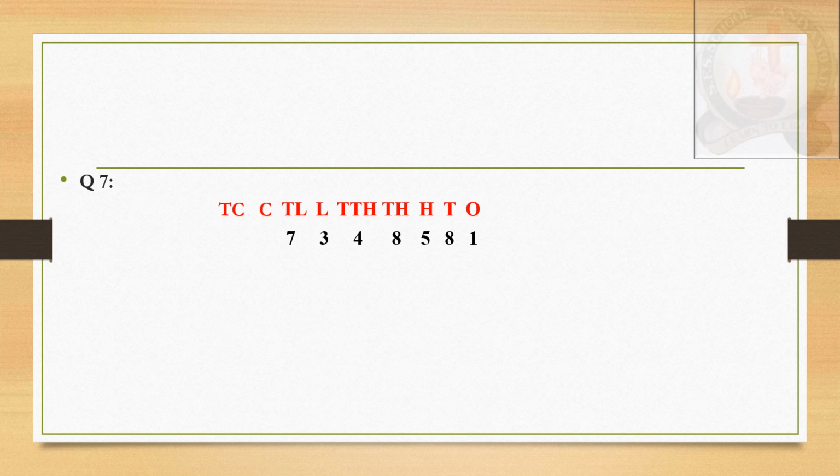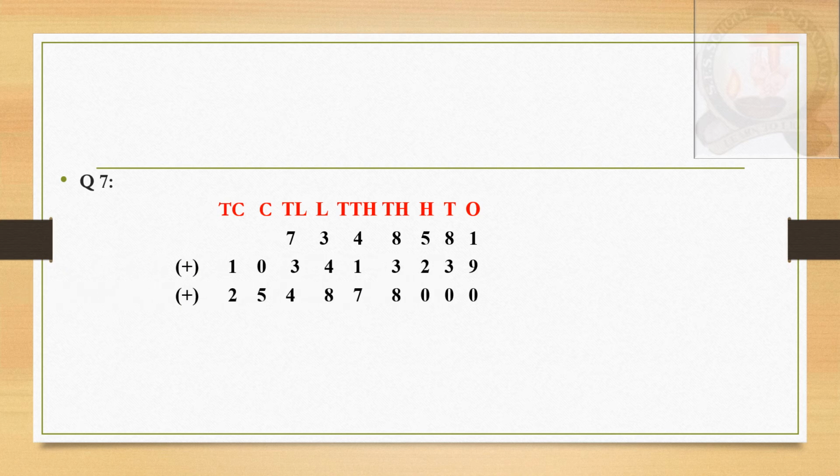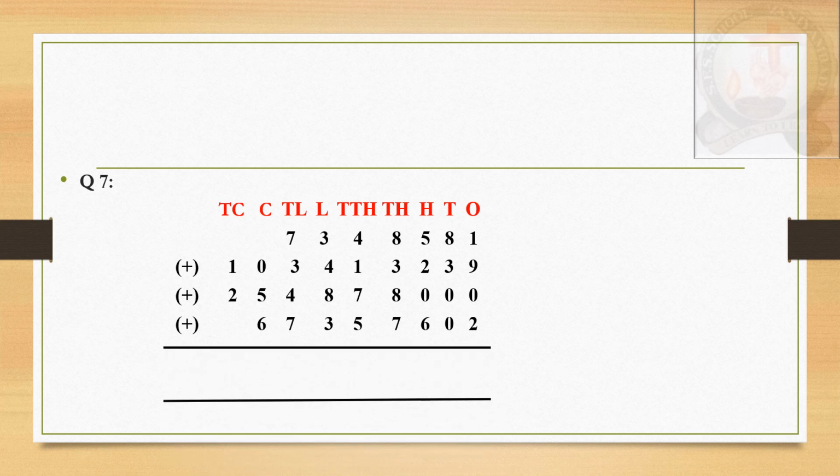The next question is the 7th question. First, you write the place values, and we'll start writing the numbers here: first number, second number, third number, and fourth number. Now we should write the answer.